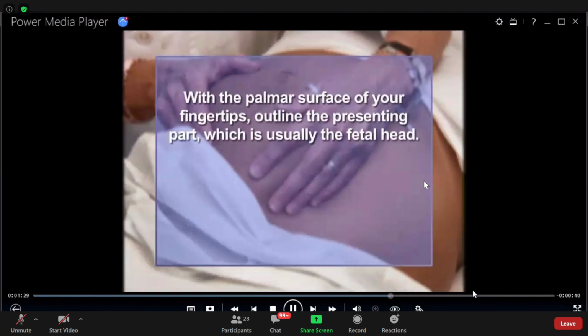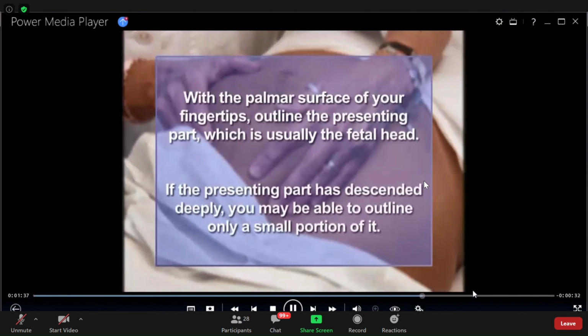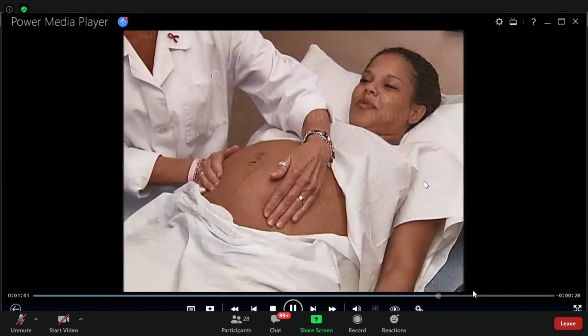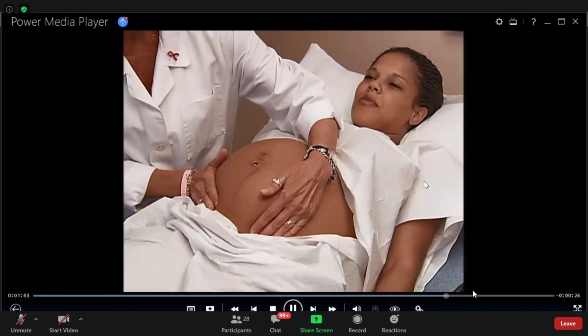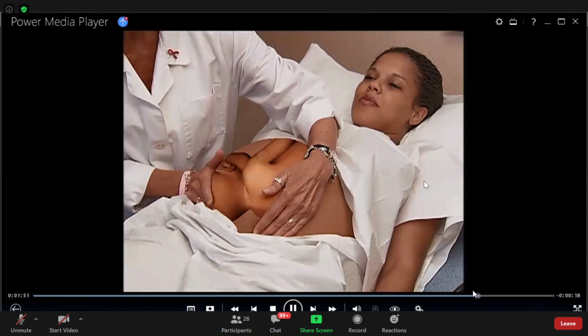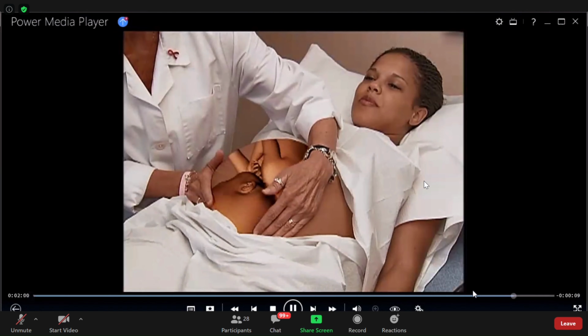With the palmar surface of your fingertips, outline the presenting part, which is usually the fetal head. If the presenting part has descended deeply, you may be able to outline only a small portion of it. If the head is presenting and isn't engaged, identify its attitude by palpating the cephalic prominence, which is the side with greater resistance. If the cephalic prominence is felt on the same side as the small parts, the head is flexed and the vertex is presenting. If the prominence is on the same side as the back, the head is extended and the face is presenting.